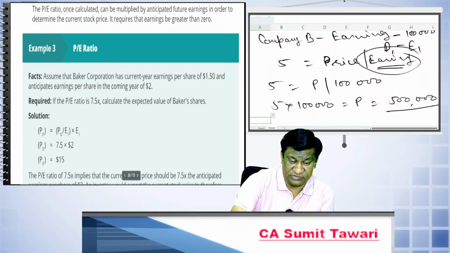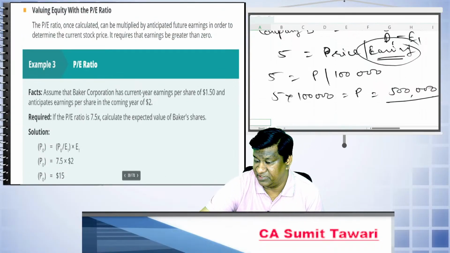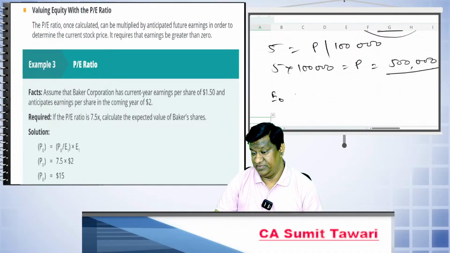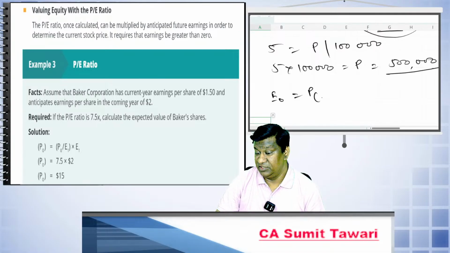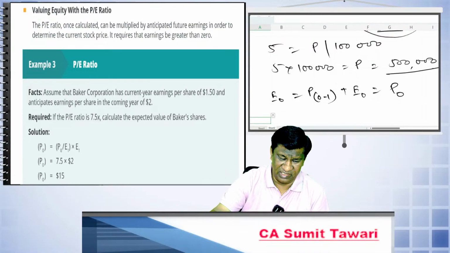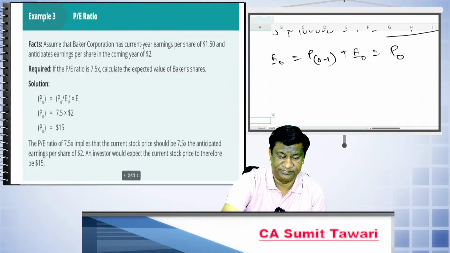So we will consider, I already explained actually, if I have an E0 earning, then the one year back price is P0 minus 1 like this. So I need to add E0 and then calculate the P0 like this. I'll explain that also. We'll take this example first.